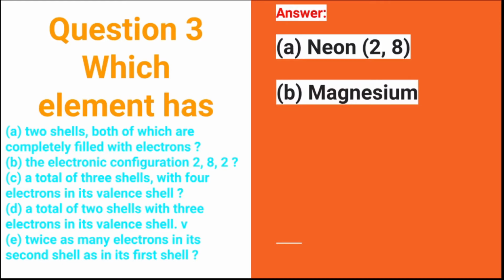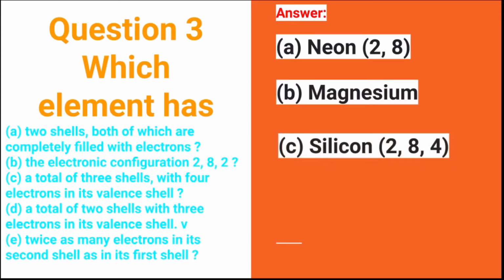Next, C part, which element has a total of 3 shells with 4 electrons in its valence shell? The answer is silicon. Silicon has 3 shells with 4 electrons in its valence shell. Carbon also has 4 electrons in its valence shell, but the condition here is that there must be 3 shells also and 4 electrons in the valence shell. So 2,8,4, in which 4 electrons are in the valence shell.